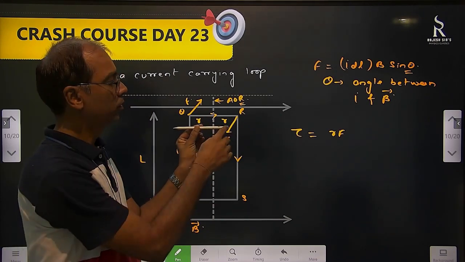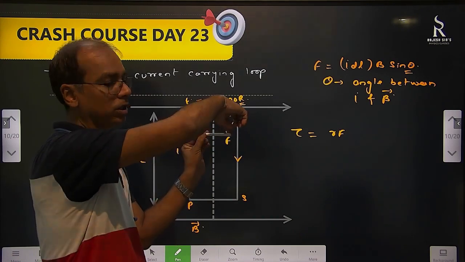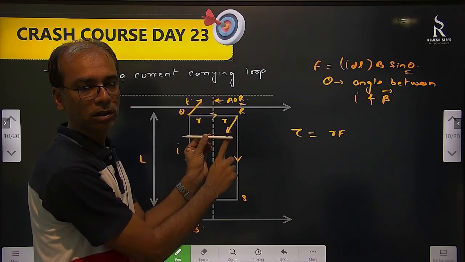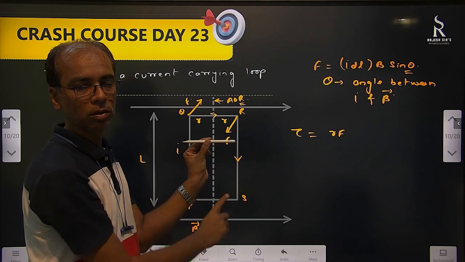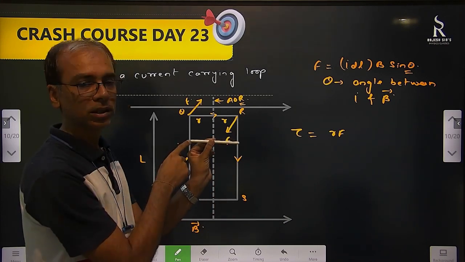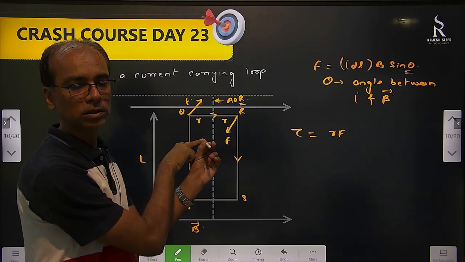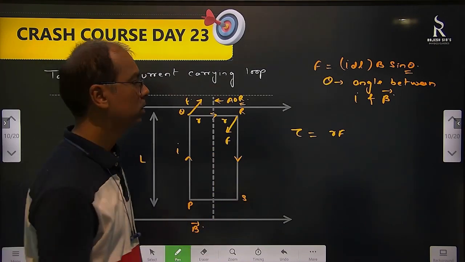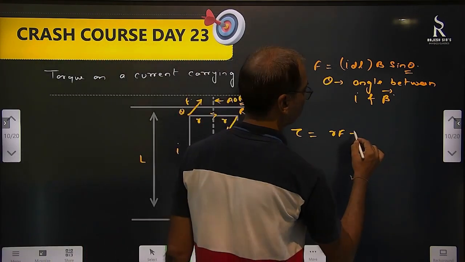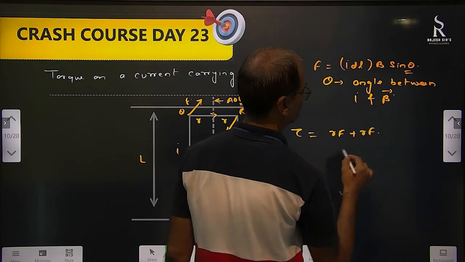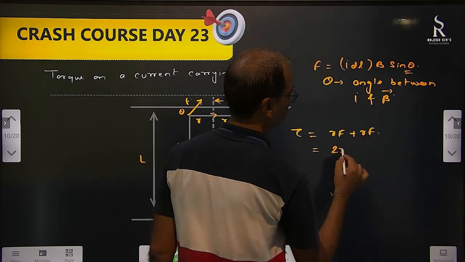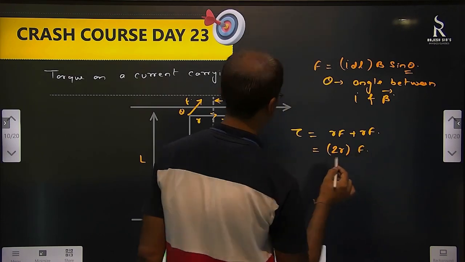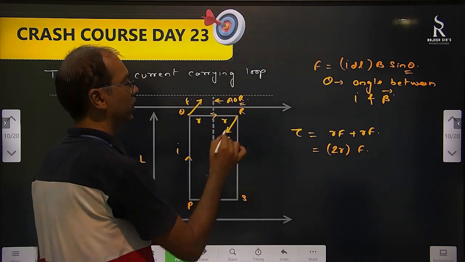This force here is acting outside, so it is trying to turn it in this way. And here it is acting inside, so it is trying to turn it like this. So the torque effect is in the same direction. So what you will do? We'll add it. So R into F plus R into F, which is 2R into F. Now 2R is basically what? Length. Length of this one.